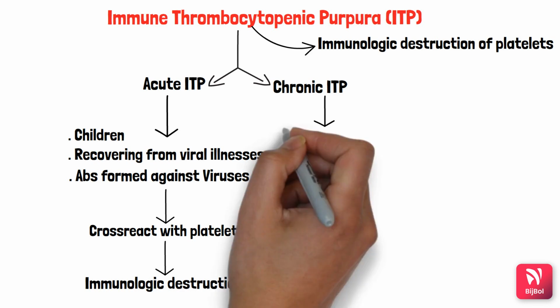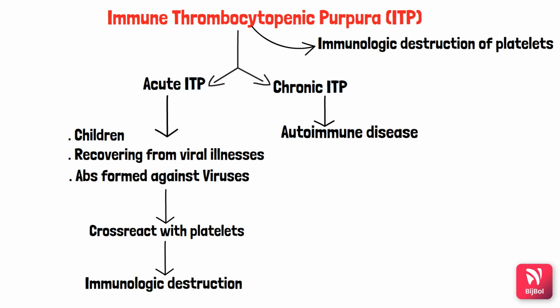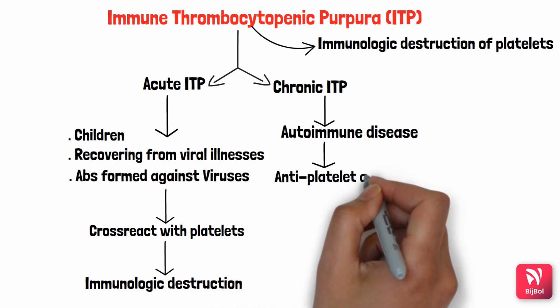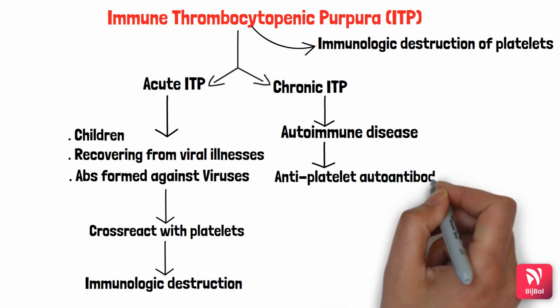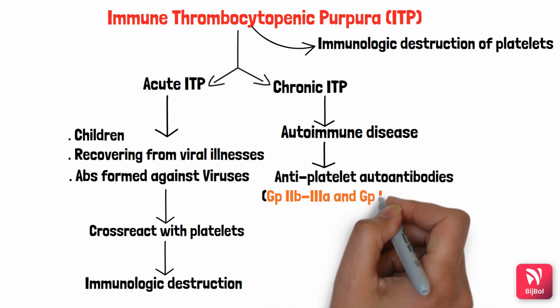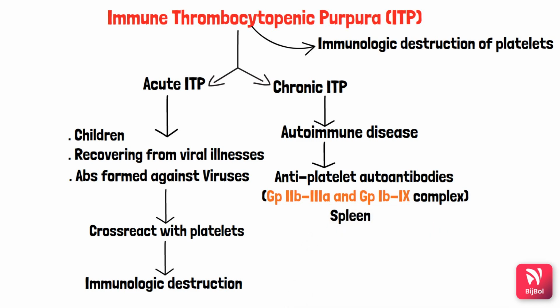Next, chronic ITP is actually an autoimmune disease. So autoimmune disease in the sense autoantibodies will be produced within the body. So here the autoantibodies will be against the platelets itself. So on the platelets there are too many glycoproteins and all, right? So to which protein are these autoantibodies produced? So they are produced against glycoprotein 2b3a or glycoprotein 1b9 complex. So these two are the main glycoproteins where these antibodies are produced, and they are mainly synthesized within the spleen.